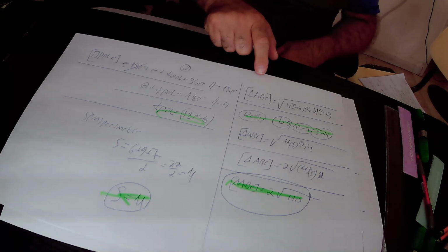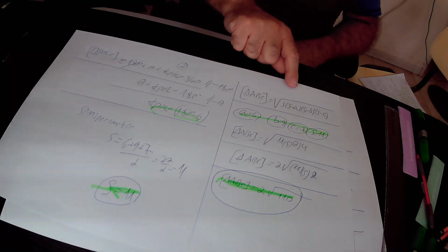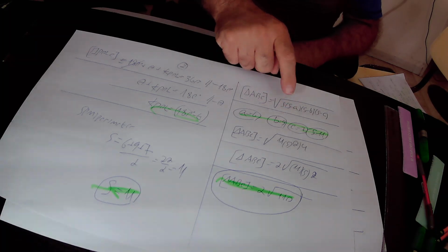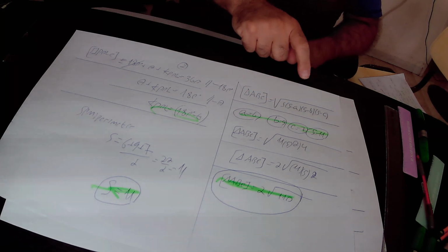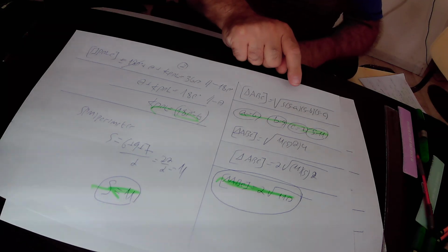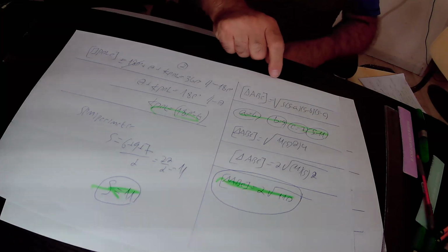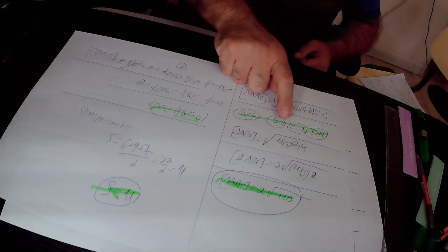So the area of triangle ABC equals S, that is 11, times S minus A. S is 11, A is 6, so 11 minus 6 is 5, times S minus B. S is 11, B is 9, so S minus B is 11 minus 9, that is 2, times S minus C. S is 11, C is 7, so S minus C is 11 minus 7, that is 4. So we find out that the area of triangle ABC equals the square root of 11 times 5 times 2 times 4.